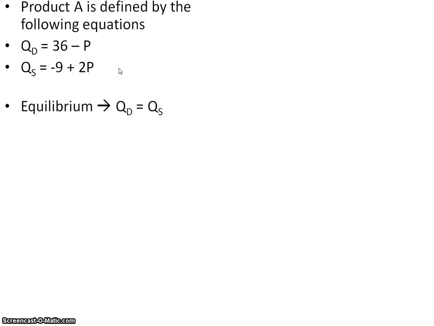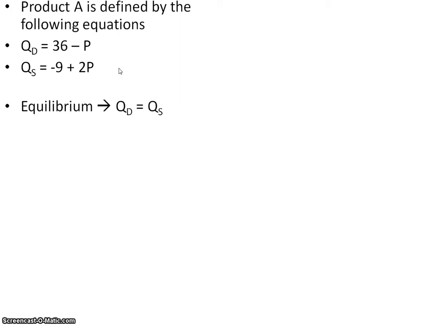we have product A, and its demand is defined by this equation, QD equals 36 minus P. Q subscript D equals 36 minus P. The supply of this particular product is expressed by the supply equation, which is QS equals minus 9 plus 2P. We know that at equilibrium, quantity demanded is equal to quantity supplied.